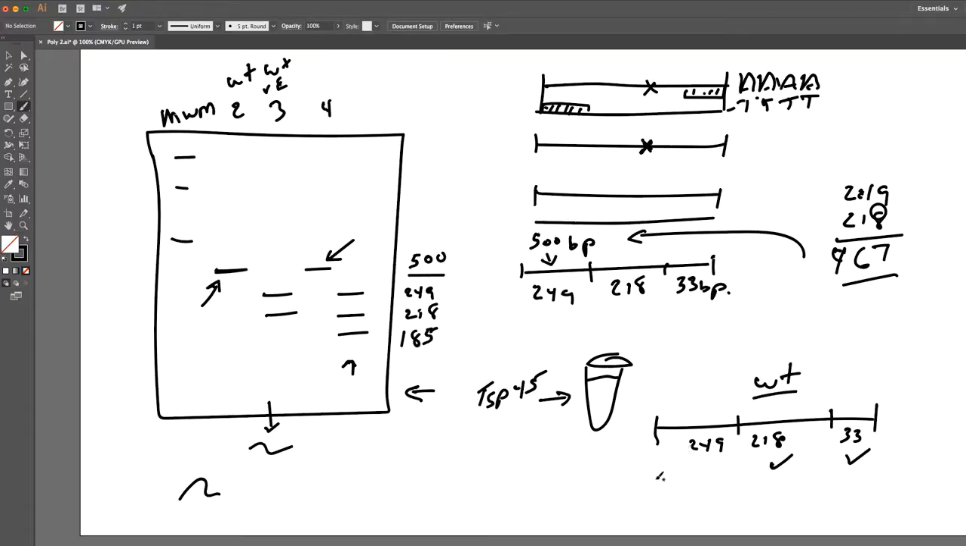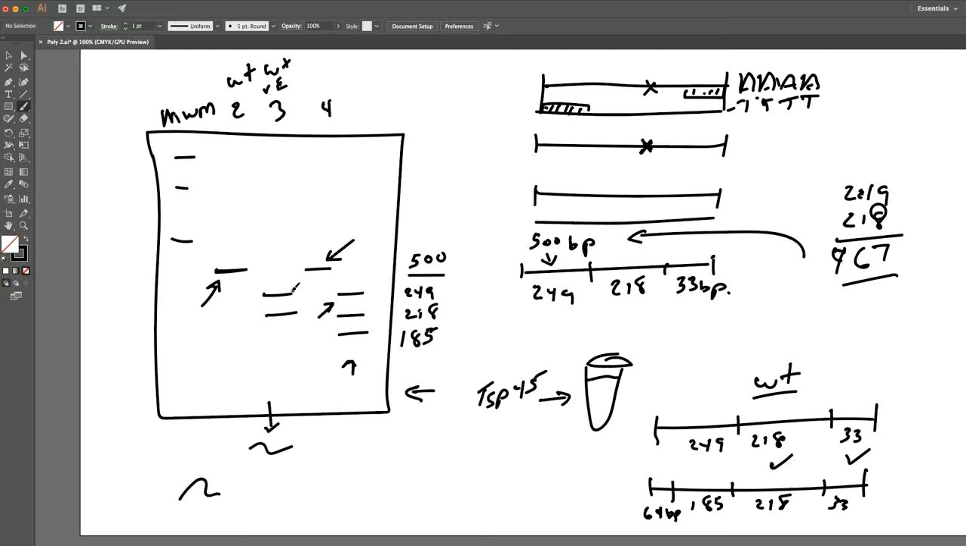The question is, in the mutated form of the RNA molecule, we would have a 33, we would have a 218, and then they have a version that's 185, which gives us another piece that's 64 base pairs long, because the band that's cleaved must be one of the two bands.